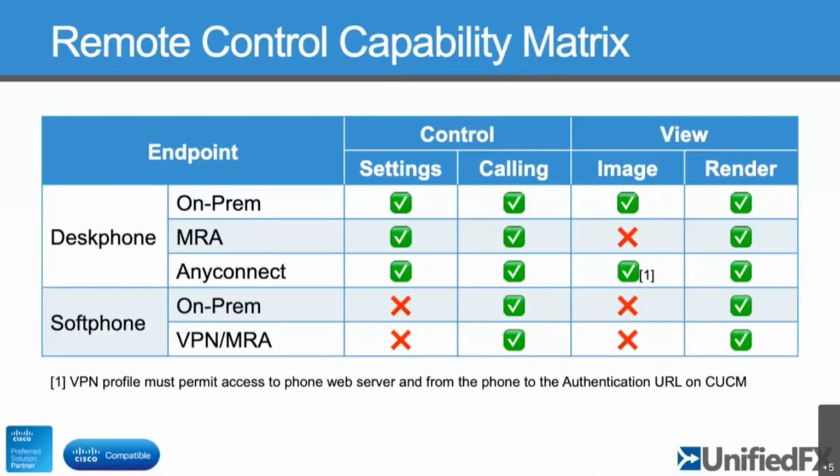If you look underneath the control section, there's really two main aspects to that. One is the ability to make and receive phone calls, to remotely control the calling aspect of the device, which to be fair is a telephone. That's generally its primary function. And then on top of that, a second aspect of control is the ability to work with the settings on that endpoint. And as you can see here, we can always work with calling. Same reason why we can always render, because it's CTI based.